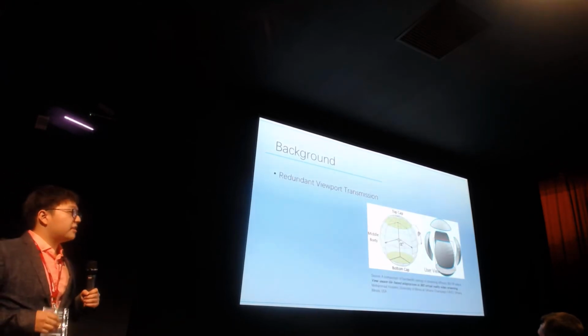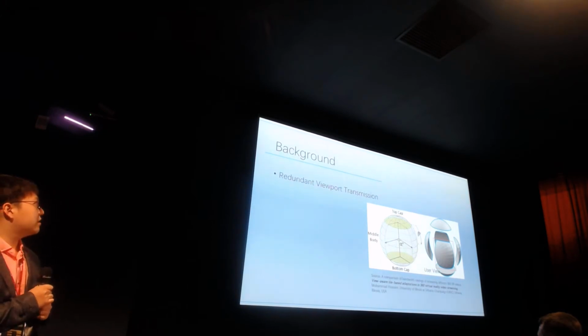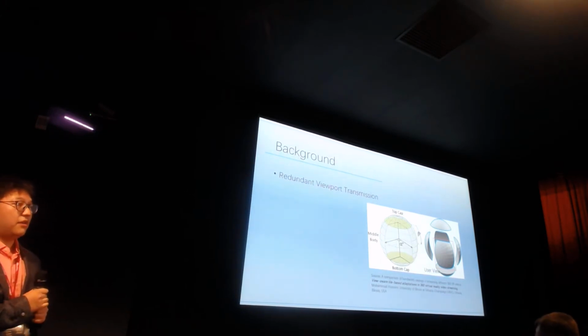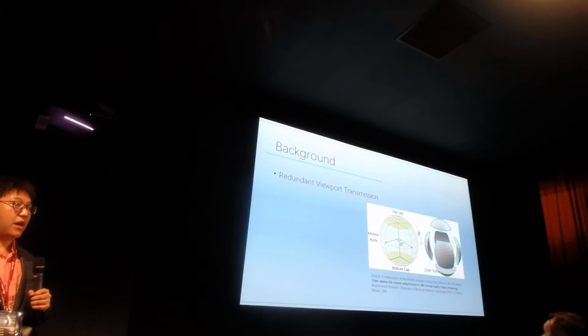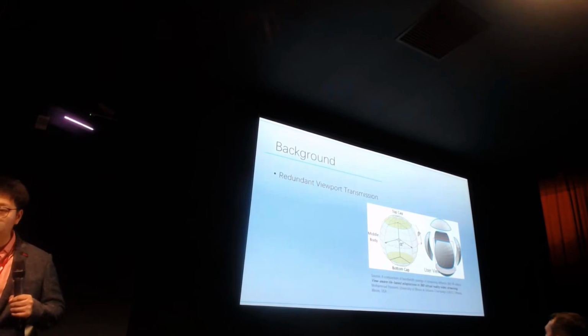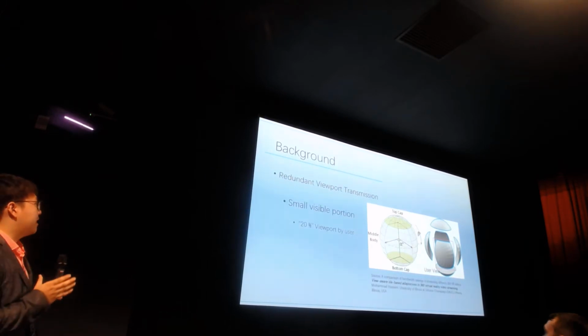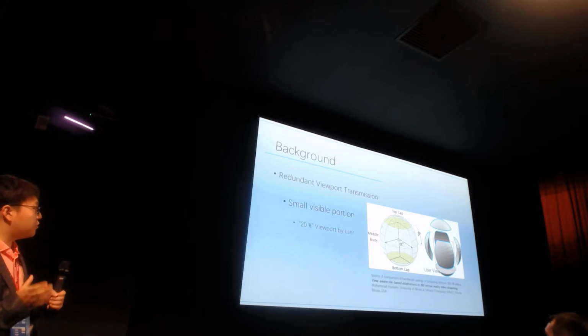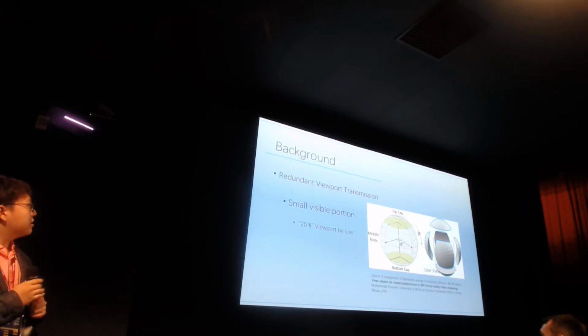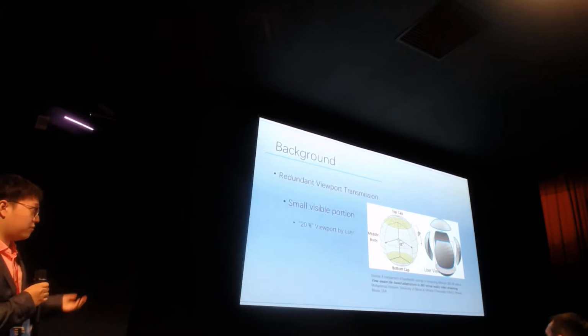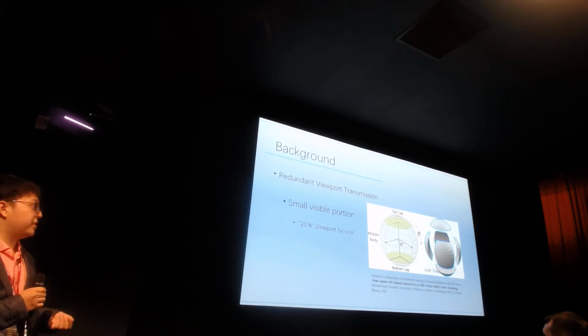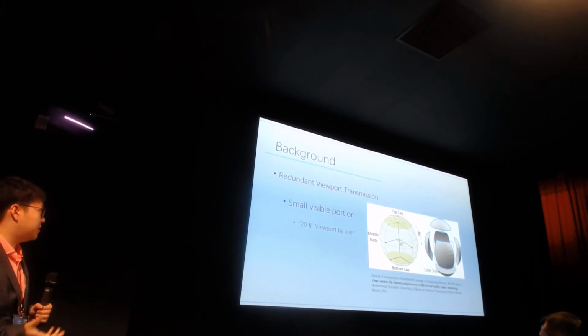And there's another problem, which is the redundant viewport transmission. For us users, we just use about 20% of the sphere to get the viewport, but the network has to transmit the entire sphere because the network doesn't know if the head orientation of the user will be changed or not.